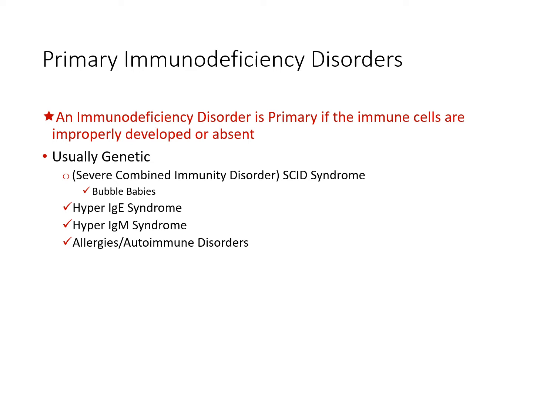And you may be familiar with some bubble babies that are born without any adequate immune system, and they have to be kept in a bubble because every little thing is a threat to their body. And then you've been given some other types of examples. So for your purposes, just know that there's primary and there's secondary immunodeficiencies, and that the primary ones are usually genetic, and it's usually because the immune cells are improperly developed or they're absent. That's the main takeaway from here.